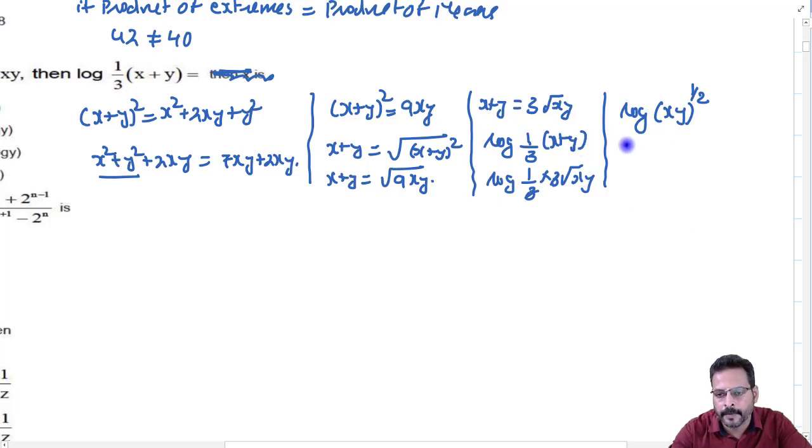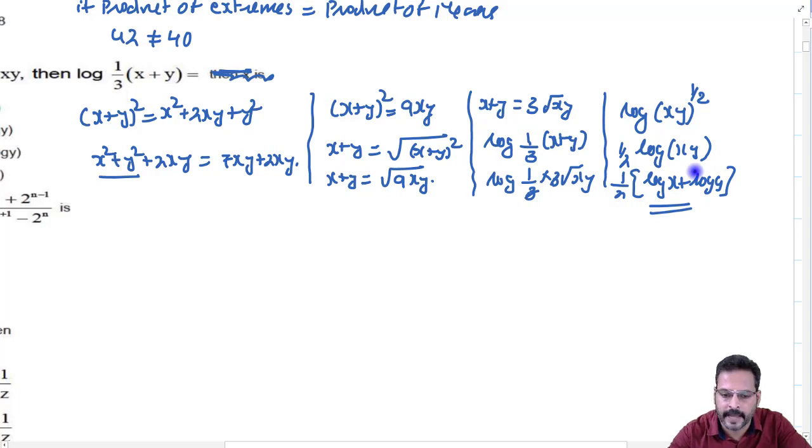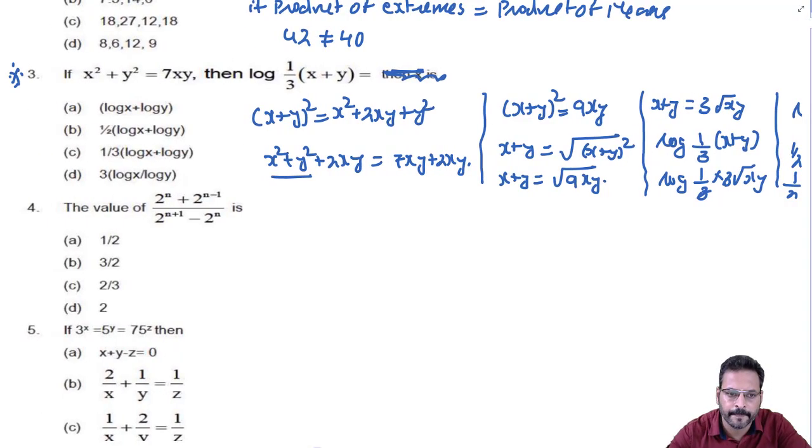Okay. Applying the property of indices, root of xy can be written as xy raised to 1 by 2, so as per the property of log, this can be written as 1 by 2 log of xy. Okay. So again it can be written as 1 by 2 into log of xy can be written as log x plus log y. Okay. Therefore the answer will be 1 by 2 into log x plus log y. Okay. Answer will be B.